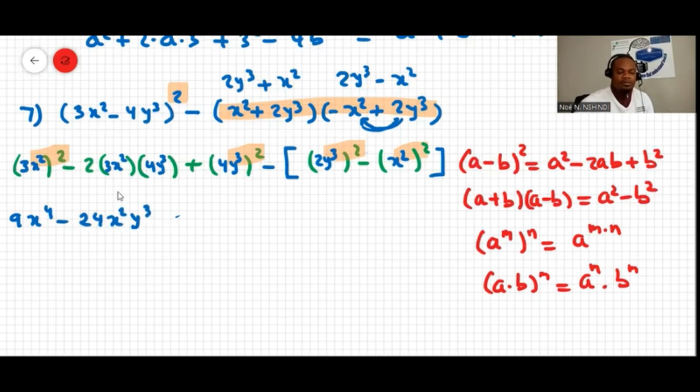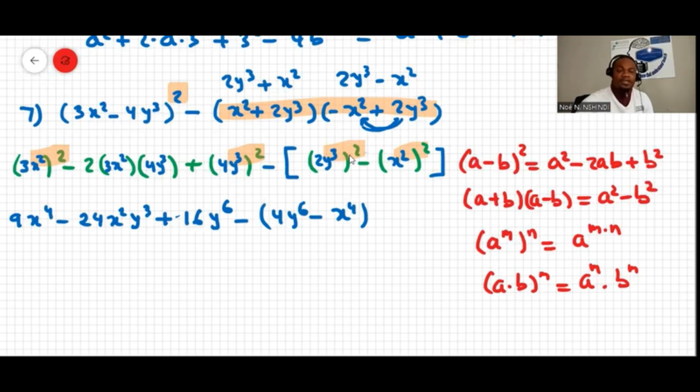Plus, the power of 2 here is for 4, and also for y cubed. That makes 16y to the power of 6, minus, let me see, use a bracket there, and the power of 2 is for 2 and also for y cubed. That makes 4y to the power of 6 minus x to the power of 4, close bracket.